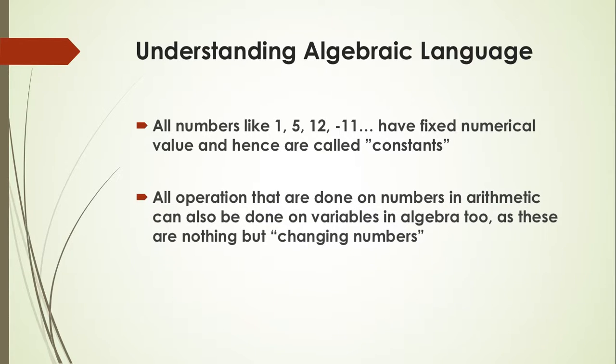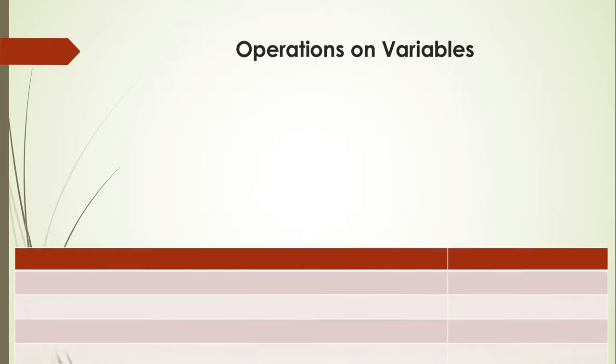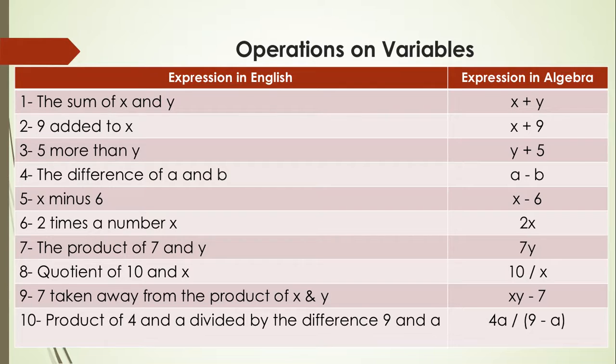All operations that are done on numbers in arithmetic can also be done on variables in algebra too, as these are nothing but changing numbers. Here are some examples of operations on variables. While in English we might say the sum of x and y, in algebra we just write it x plus y. Again, when we say 9 added to x, it's just x plus 9.